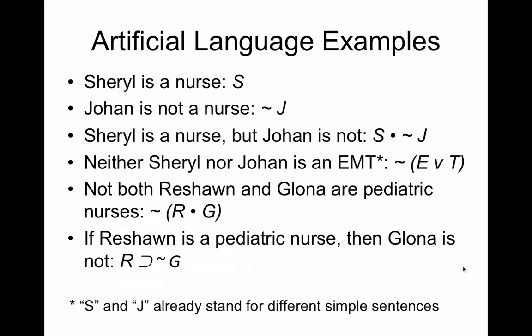Next we have another negation. Not both Rashawn and Glona are pediatric nurses. It's not the case that both. So tilde, parenthesis, R dot G, close parenthesis, not both. Lastly, we have the following. If Rashawn is a pediatric nurse, then Glona is not.